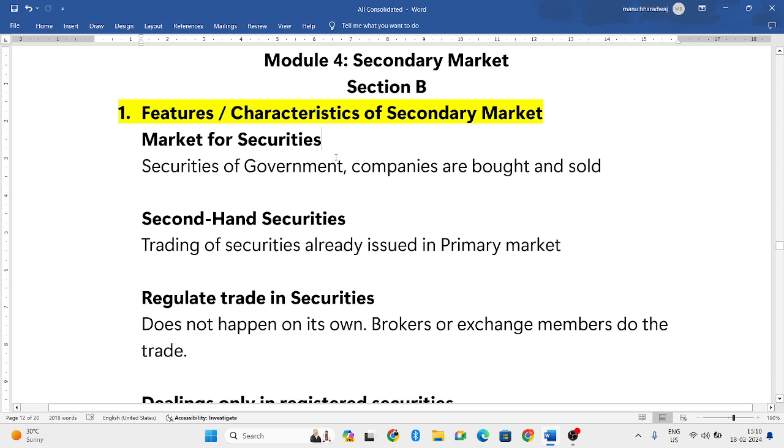So it is a market for securities. In the secondary market, the government securities and the public company securities are all bought and sold. So it is a market for various securities. Next, it is second-hand securities, meaning securities which have already been issued in the primary market are traded in the secondary market. So it is second hand. Firstly, the shares are issued in the primary market, and those shares are traded in the secondary market.